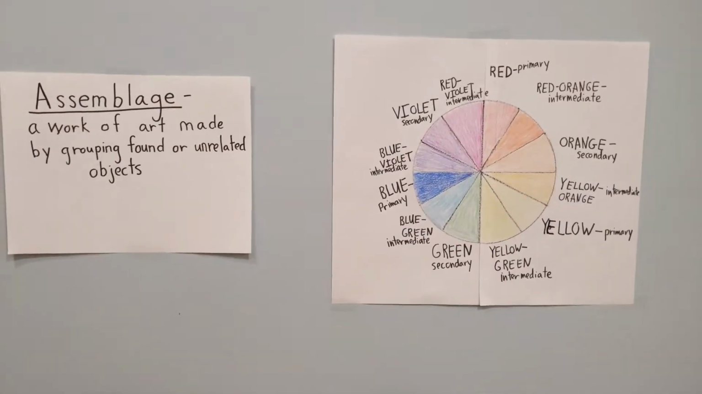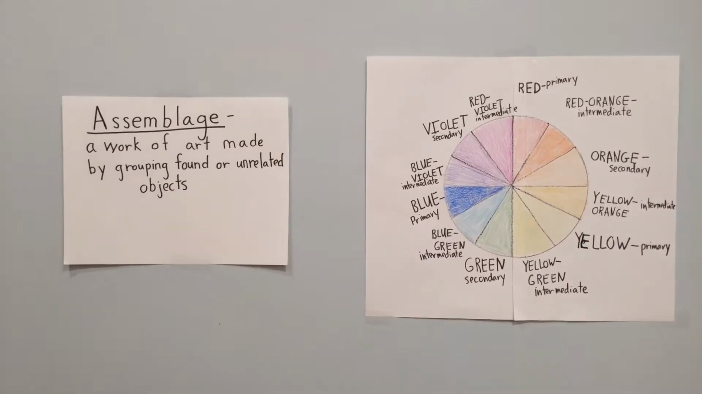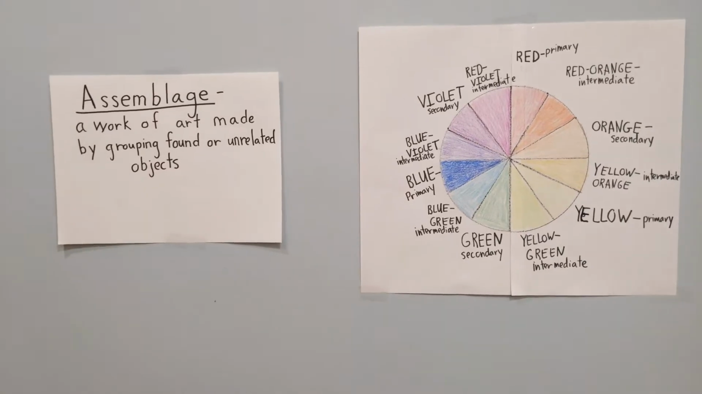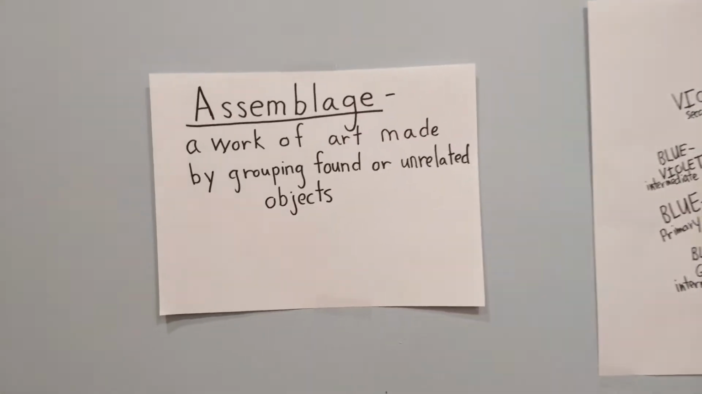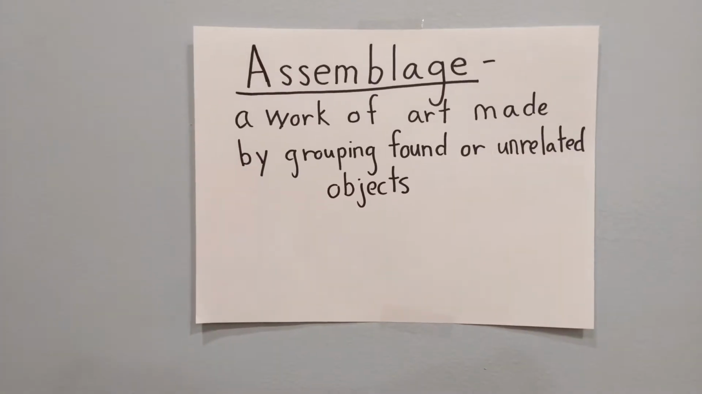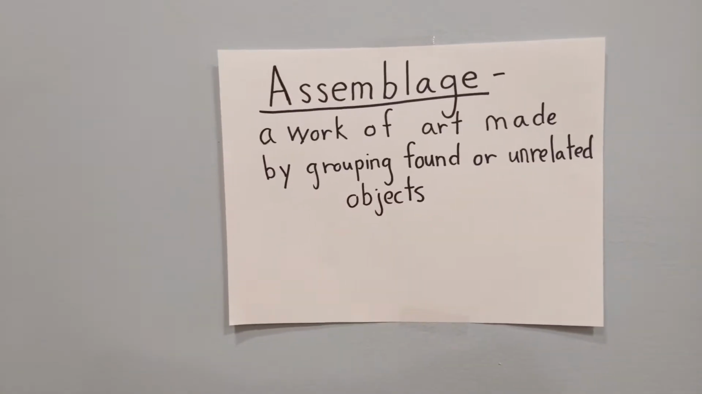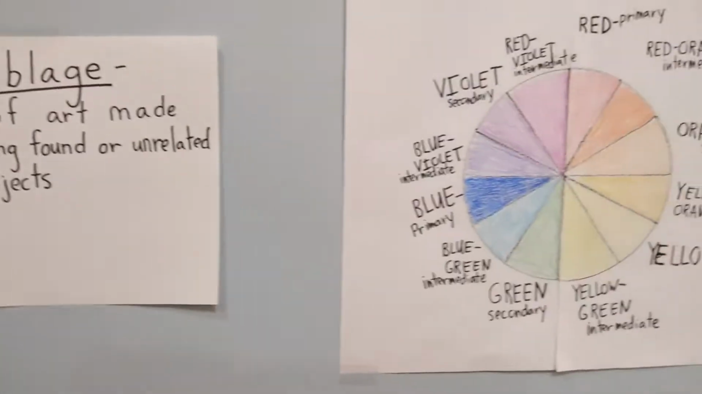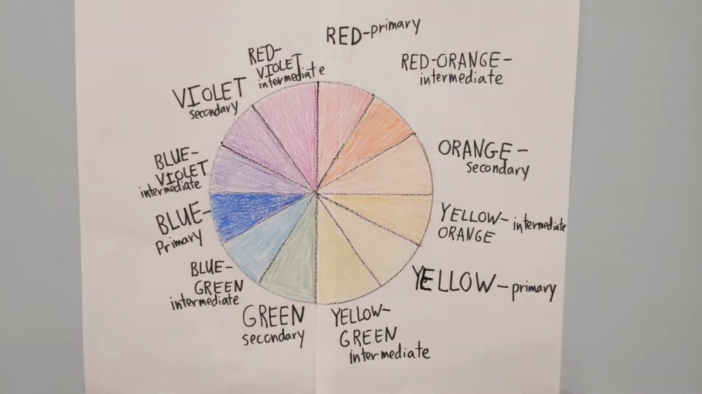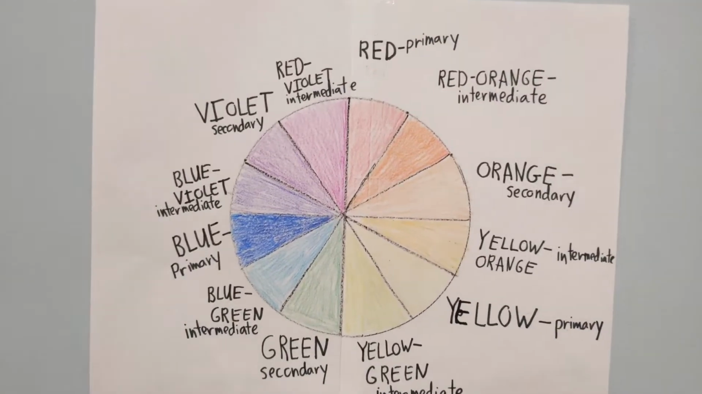Today we're going to talk a little bit about the color wheel, and then you're going to do a really fun activity where you make an assemblage color wheel. An assemblage is a work of art made by grouping found or unrelated objects, but we'll talk a little bit more about that later. Let's pop over here to the color wheel and examine it.